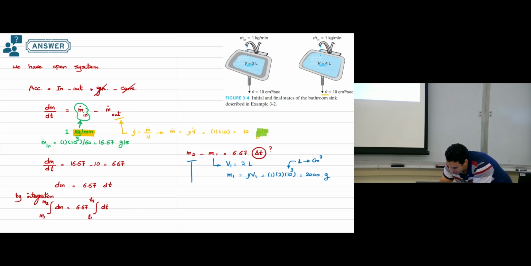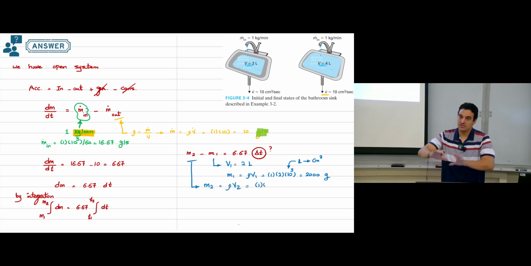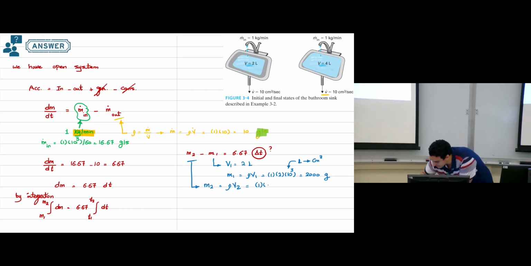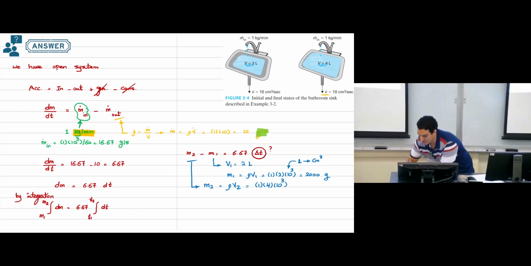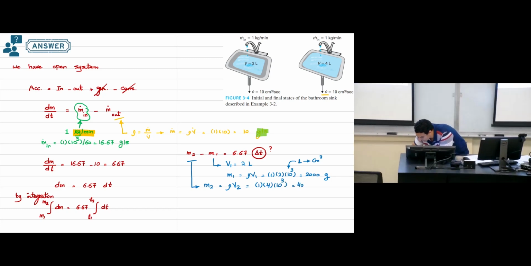The same thing I will do for M2. M2 is rho times V2. Rho is 1. V2 is the volume of the water in the sink when the sink is full, which is 4 liters. Again, 10 to the power 3 to convert liter to centimeter cube. We need to have consistency in the units. So this will be 4,000 grams.